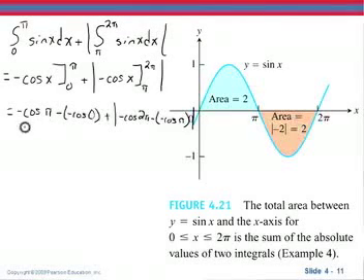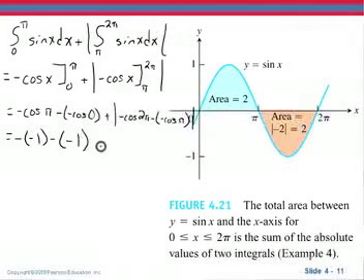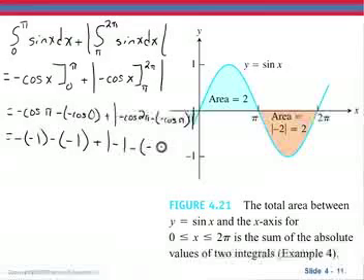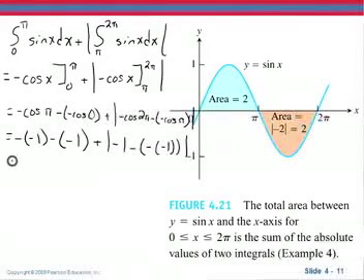Now the cosine of pi is negative 1. So I have negative negative 1 minus negative, and the cosine of 0 is positive 1, plus negative cosine of 2 pi is negative 1, minus negative cosine of pi is negative 1. Now there's lots of negatives, so you've got to be extra careful here. Negative negative 1 is 1, minus negative 1 is plus 1.